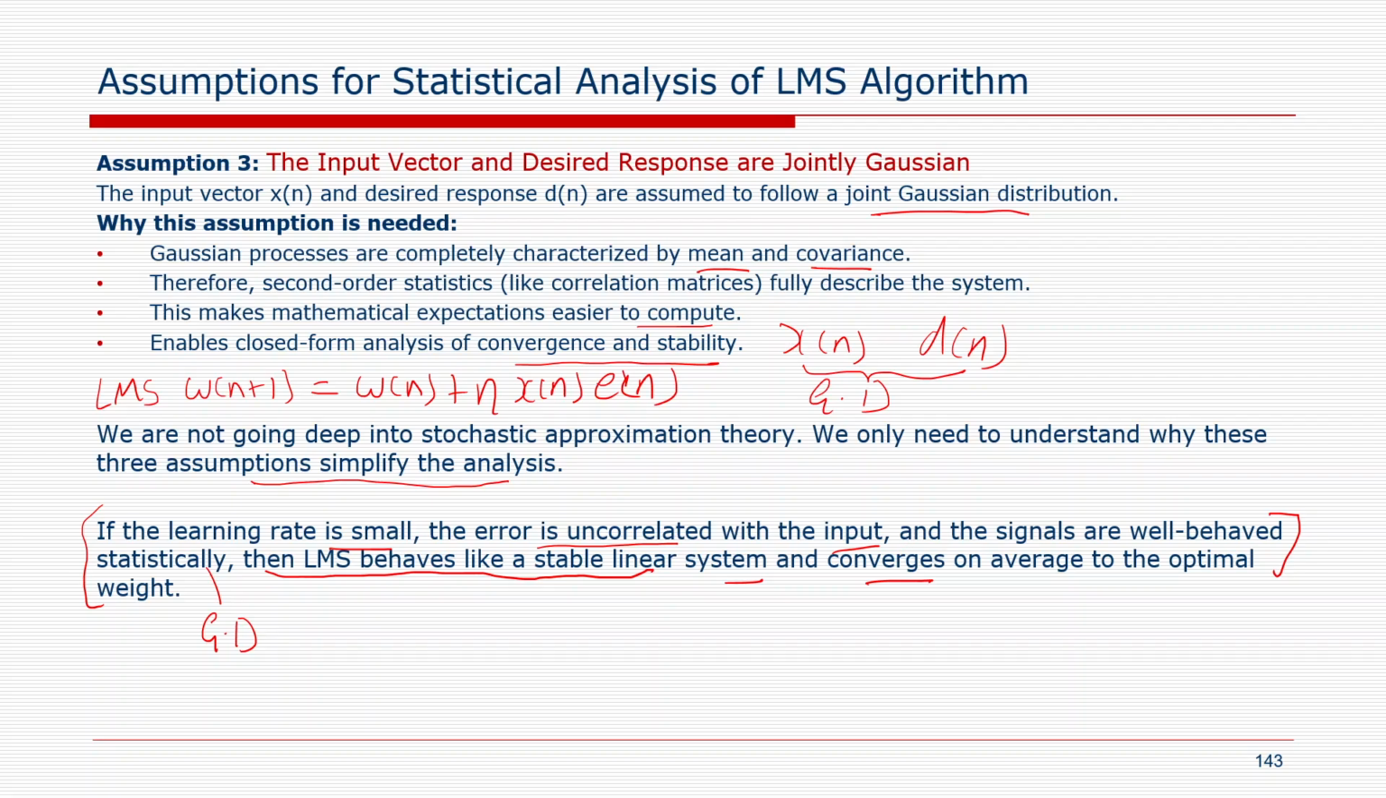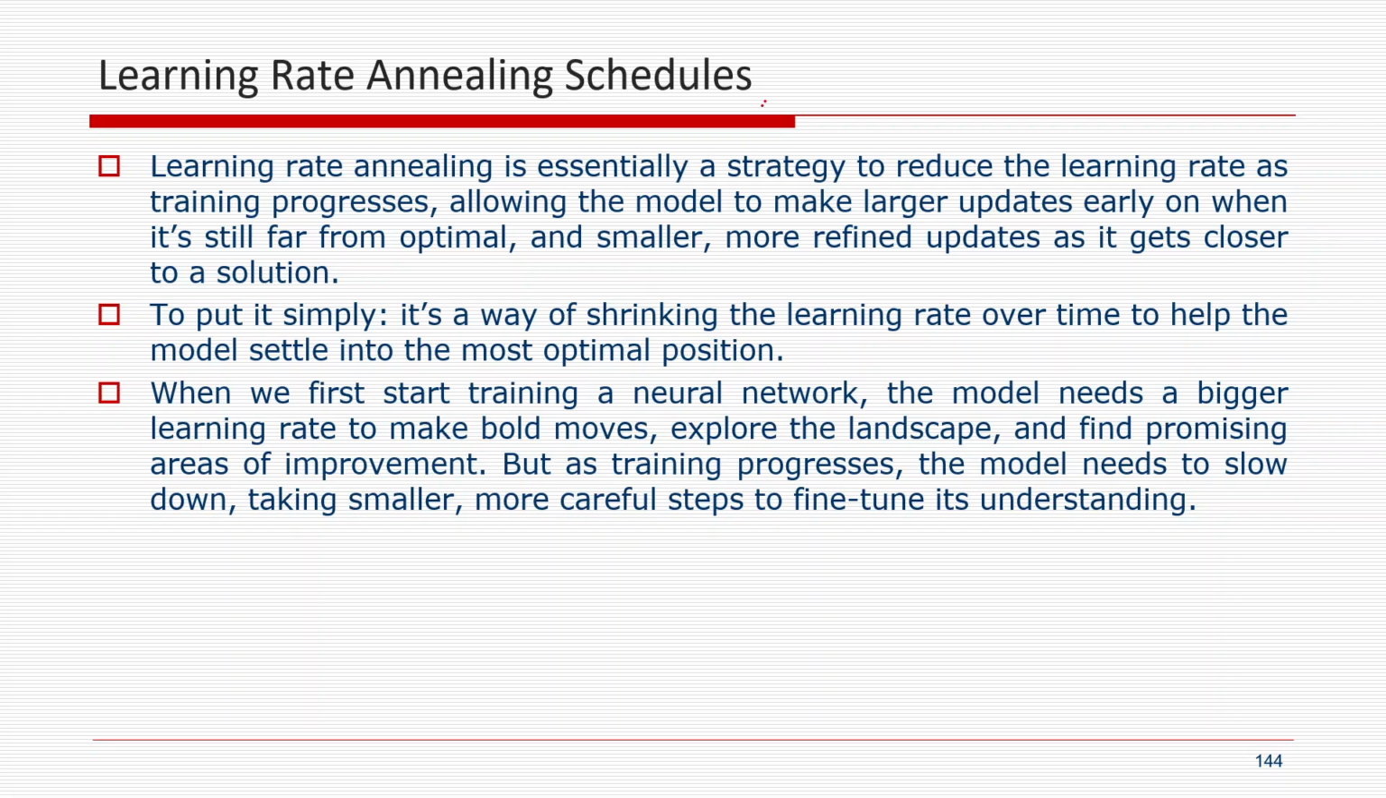Now, next we'll proceed with learning rate annealing, because in the LMS algorithm we took this learning rate. What are the different ways I can update it?